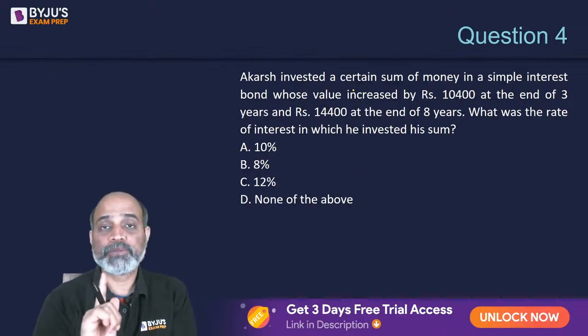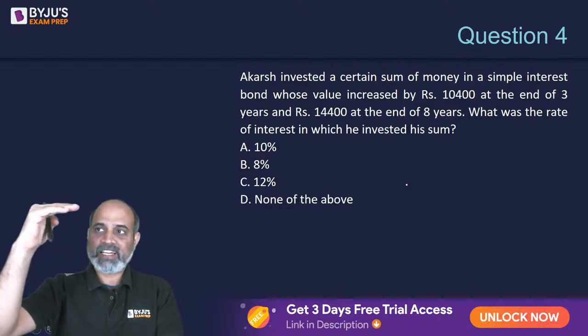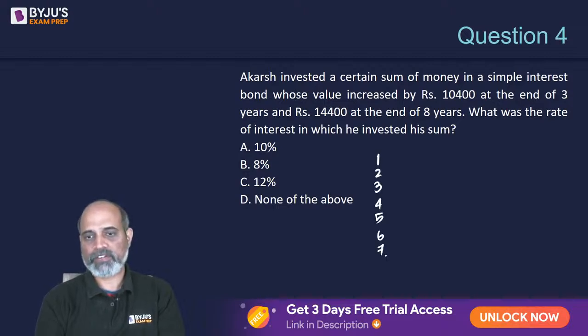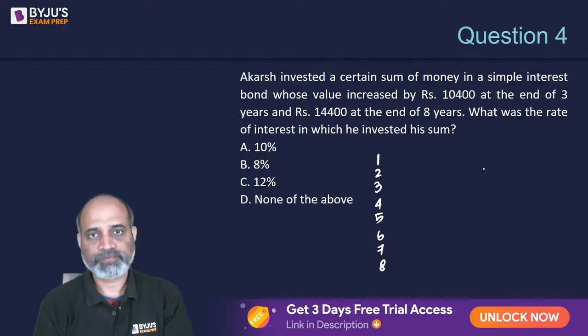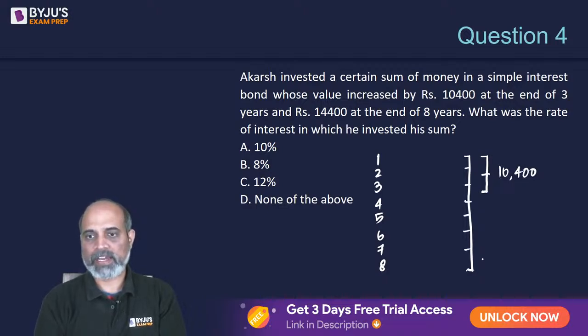Well, I will redo it using a simpler approach. Please do remember that in the case of simple interest, the interest that you earn every year is the same. Okay? First year, second year, third year, fourth year, fifth year, sixth year, seventh year, eighth year, every year it is the same. Now, first 3 years, as in including principal, this is 10,400. And the first 8 years, 1, 2, 3, 4, 5, 6, 7, 8, sum, this is 14,400.